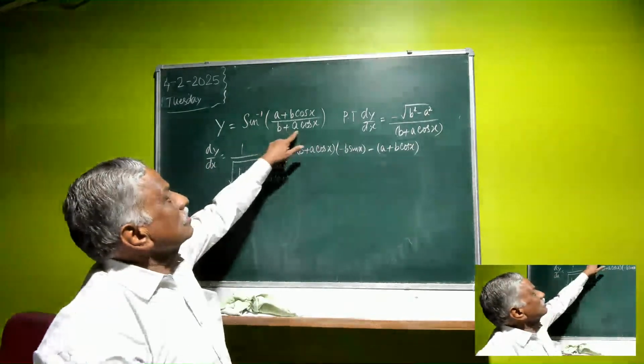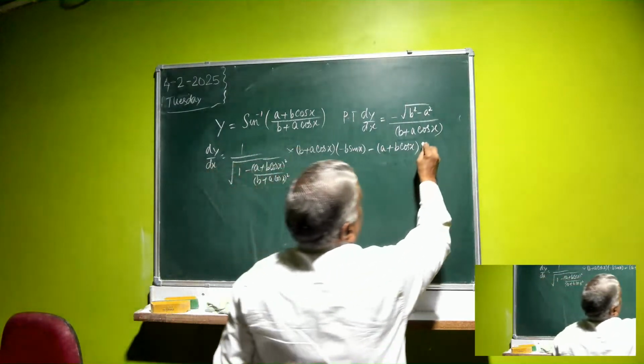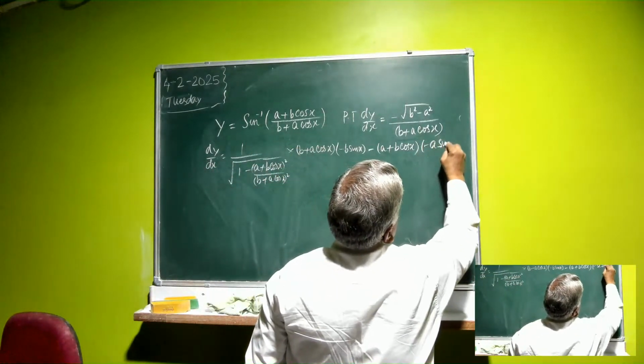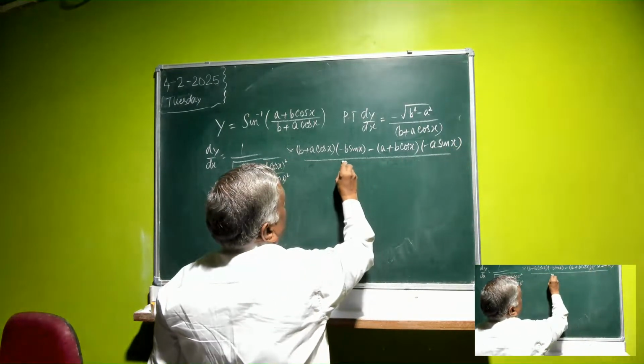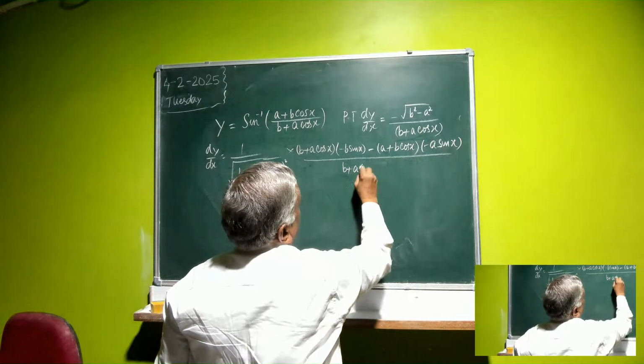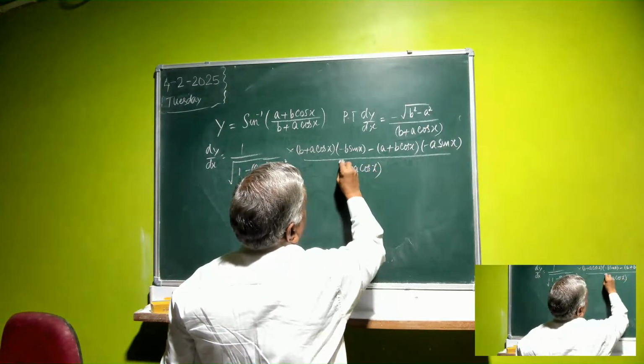Differentiation of b is 0, cos x minus sin x. Therefore, minus a sin x divided by b plus a cos x whole square.